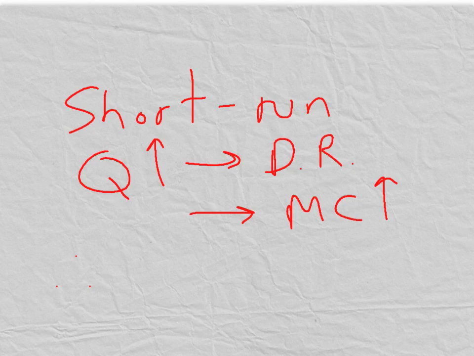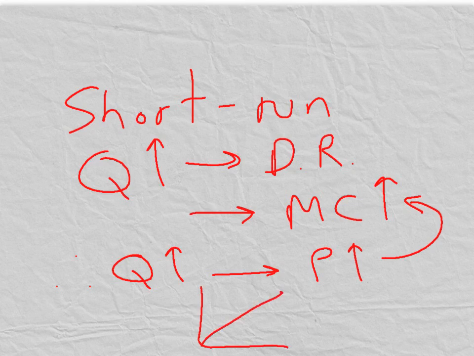And therefore, as we increase our output, we must also increase the selling price at which we sell the output to cover the rising marginal cost of production. And this leads to a supply curve which is upward sloping.